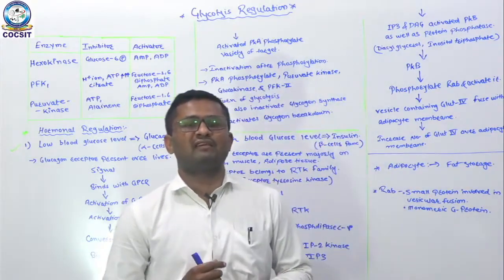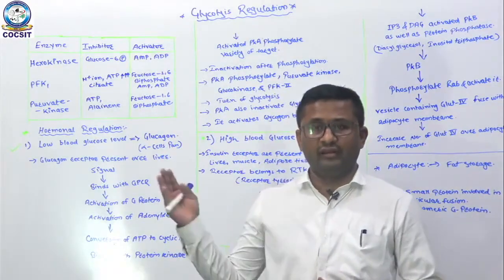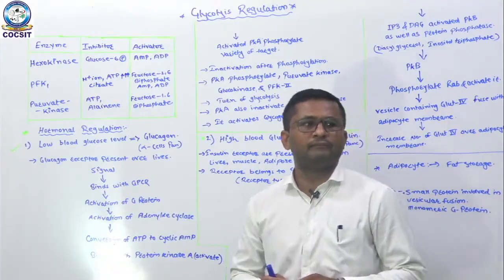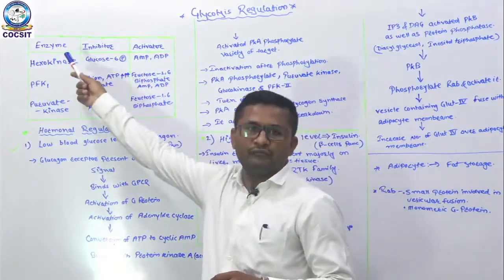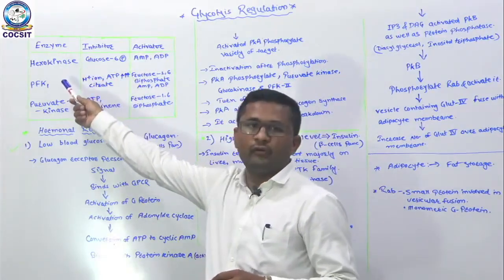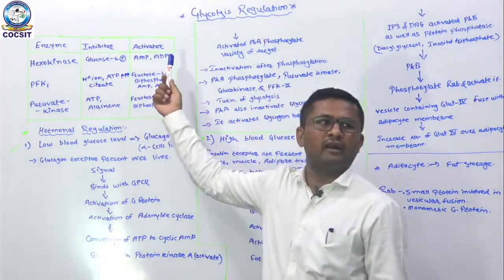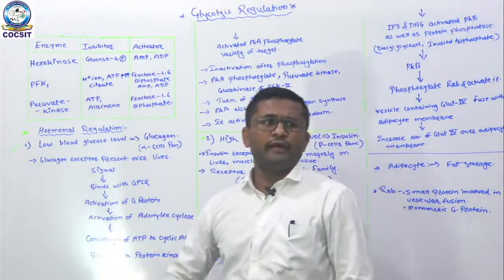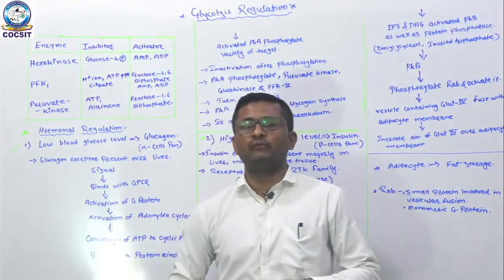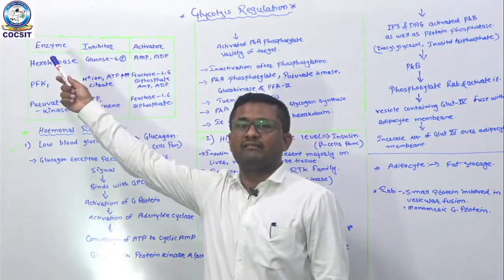So we will start with the various inhibitors and activators of glycolysis. First, you can observe this chart, where in the first column we have written the enzymes, in the second column the inhibitors, and in the third column the activators. The very first enzyme involved in glycolysis is hexokinase.